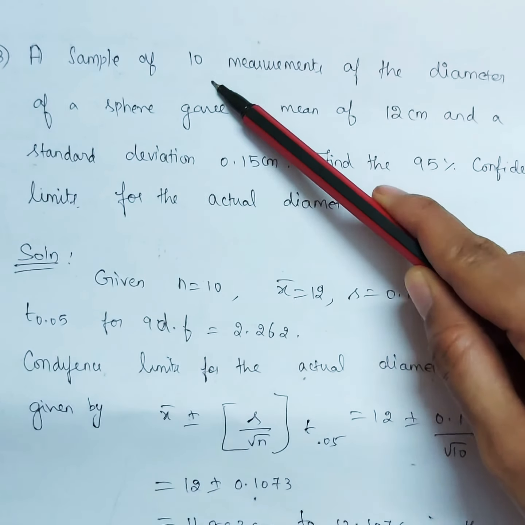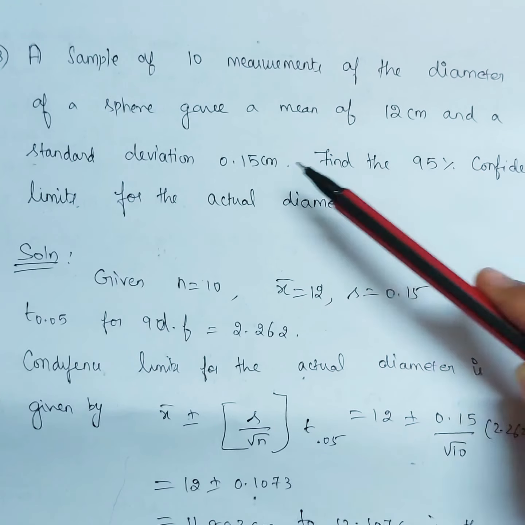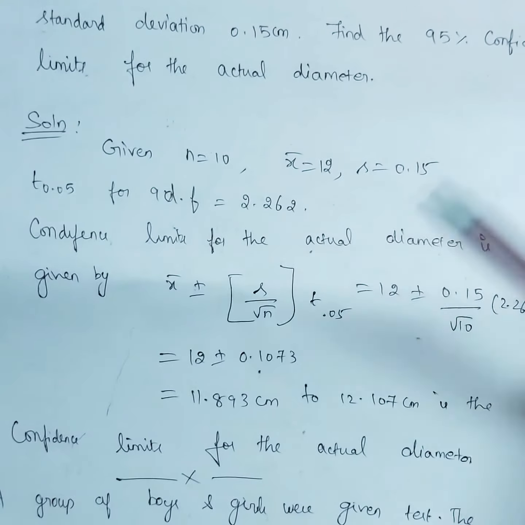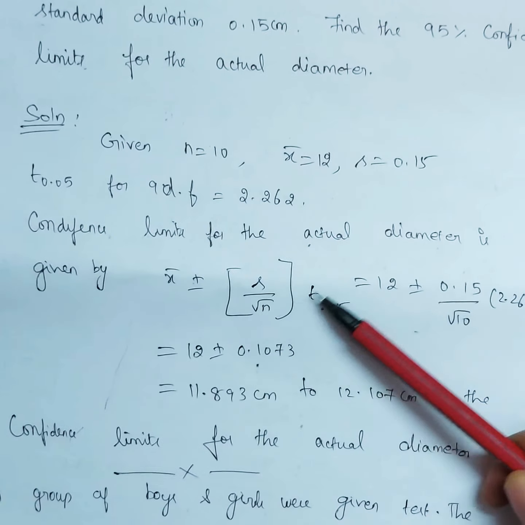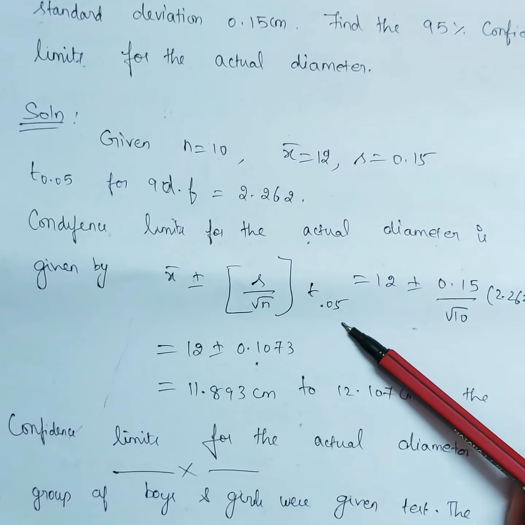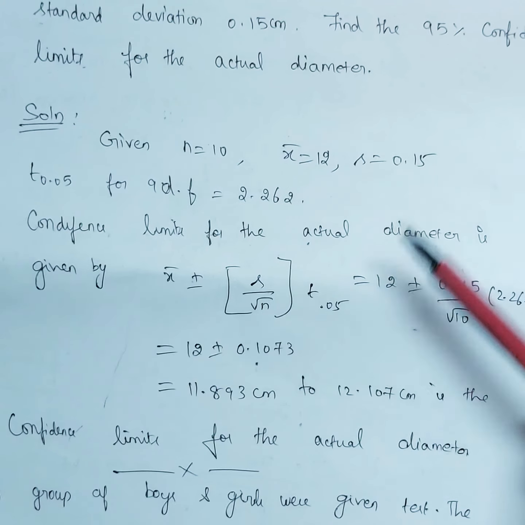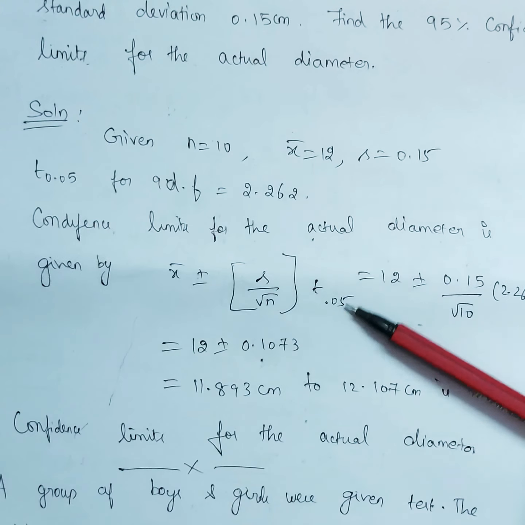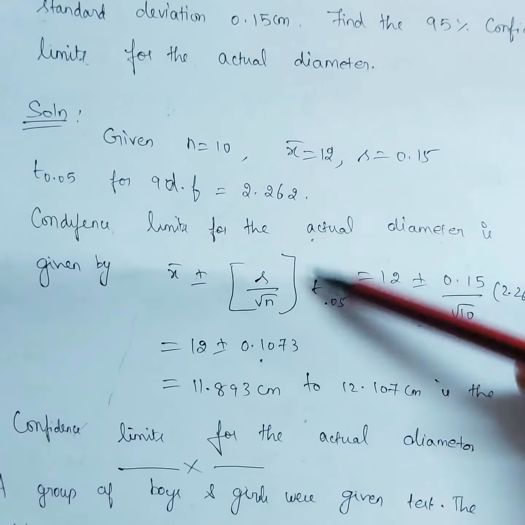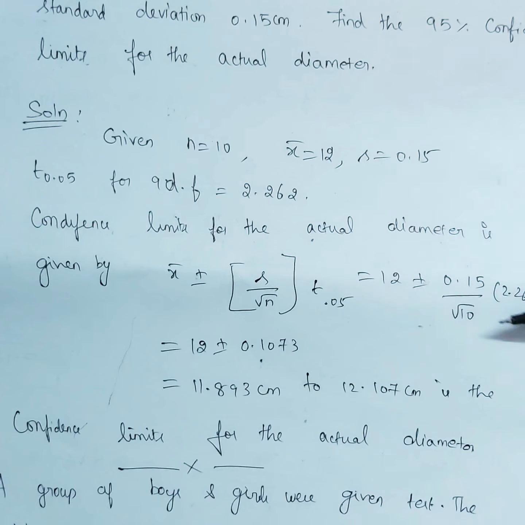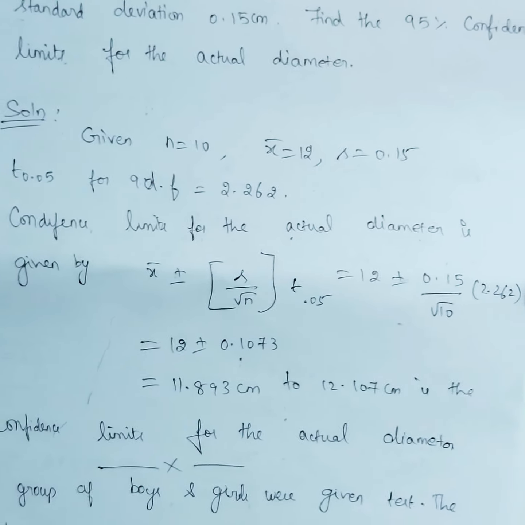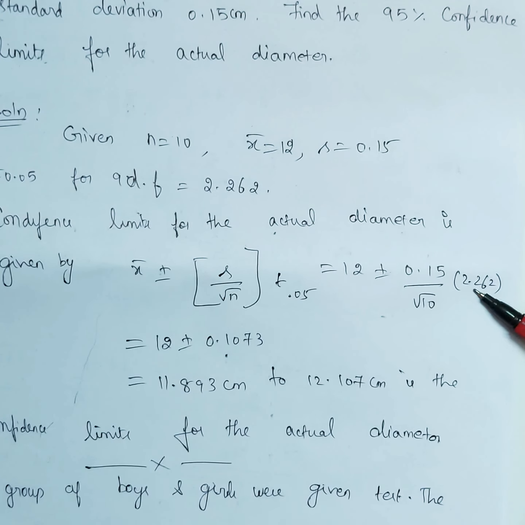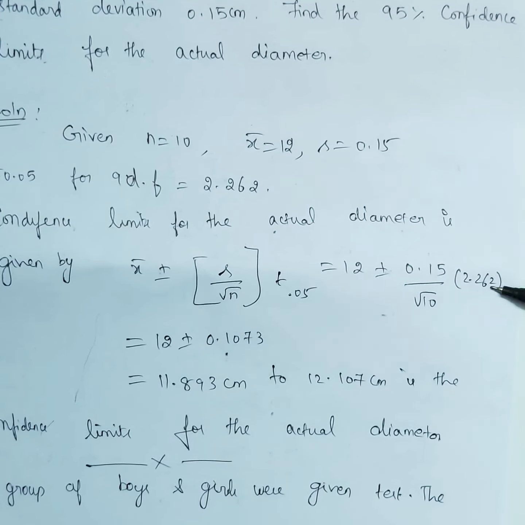So, n is equal to 10, x bar is 12, s is 0.15. What is the formula I told? X bar plus or minus s by root n times t of 0.05, since they have given 95%. In the question, if they ask 99%, then I will write t of 0.01. So, x bar is 12 plus or minus s, they have given 0.15, divided by root 10, into this t distribution value they will give here, or you have to take it from the tabular column.